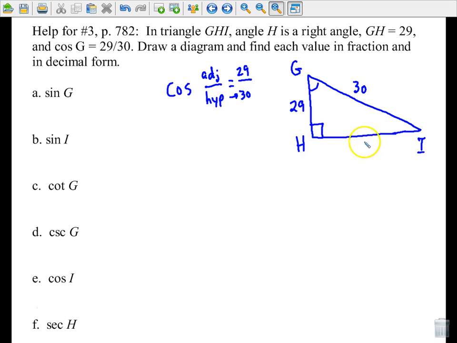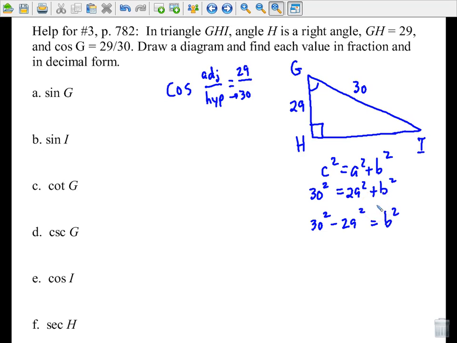So it's going to be our job to find out the length of this leg known as HI. Well, we're going to rely on the Pythagorean theorem. So the Pythagorean theorem will help us find the measurement of this leg known as HI. So c squared, here's the Pythagorean theorem in case you forgot, 30 squared, c is the hypotenuse, equals one of the legs squared plus the other leg squared. So in your calculator you could just do this, 30 squared minus 29 squared.